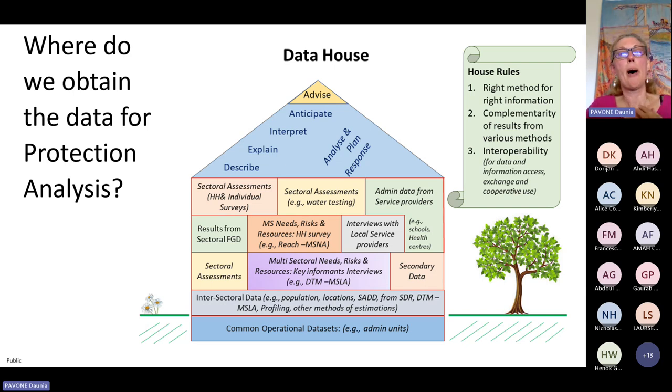So where do we obtain the data for protection analysis? We have talked about this all along the session, from many, many sources. We have different secondary data that are available, but we also have specific methods of data collection. We have key informant interviews, we have focus group discussions, we have household level interviews, and so on and so forth. We use all the ones that are available and reliable and appropriate for that decision.